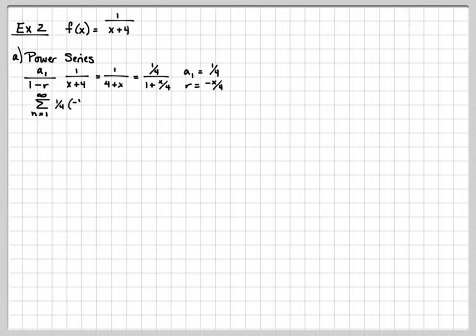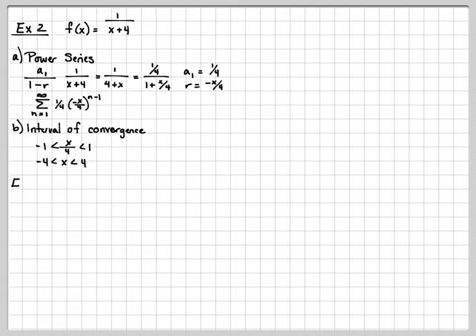So your power series will be from 1 to infinity of 1/4 times negative x over 4 to the n minus 1. And our interval of convergence will be when x over 4 is in between -1 and 1. So x should be in between -4 and 4.